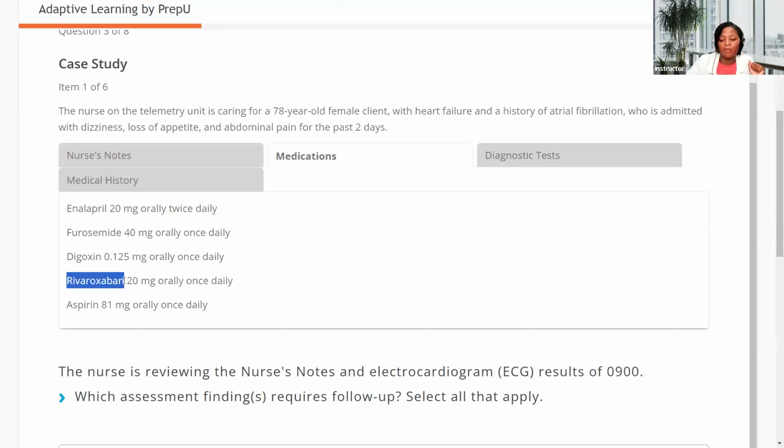Did anybody find this drug? Drop it in the chat. What is it? What is it for? What is that drug for? All right, while somebody's finding that for us, we're going to pop to the diagnostic test. And that's the last tab that we're going to look at.